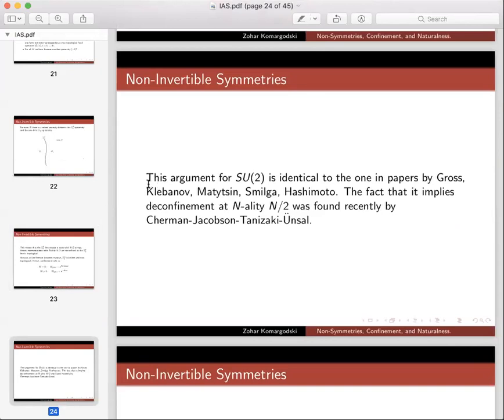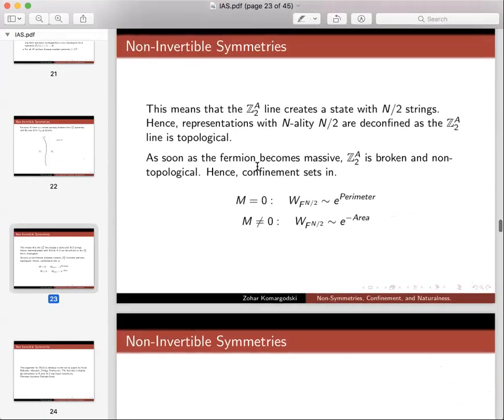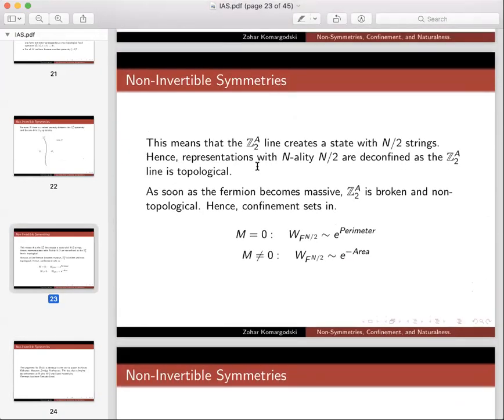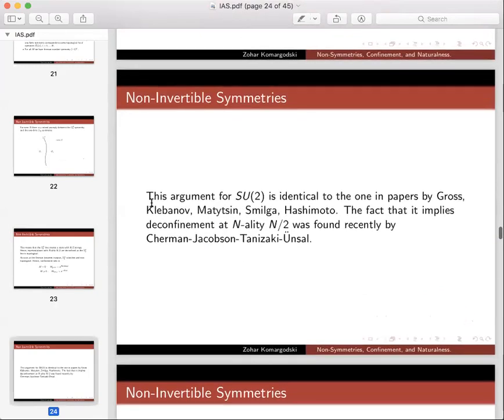Okay, so for SU2 gauge theory, this argument ends the whole story, because for SU2 gauge theory, n/2 is 1. So that means that the fundamental representation is deconfined in the massless theory and confined in the massive theory. So therefore, Gross et al., who studied this model in the 90s, concluded right away that SU2 gauge theory is deconfined at the massless point.